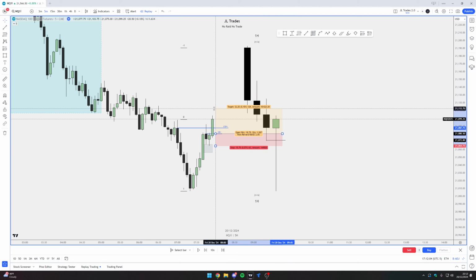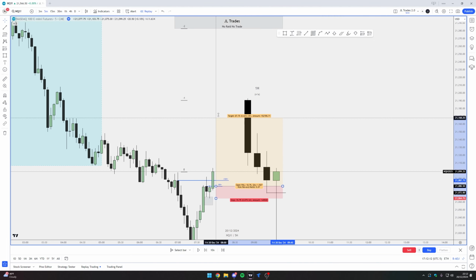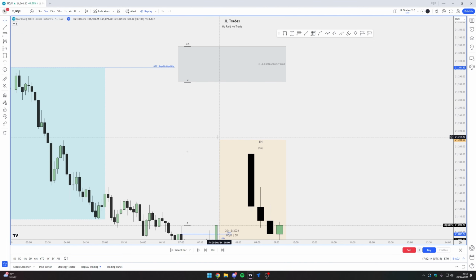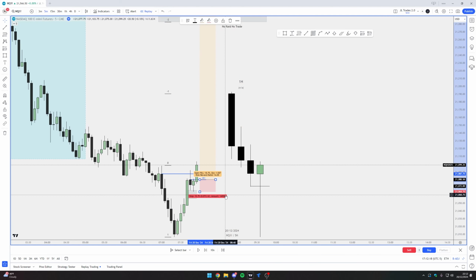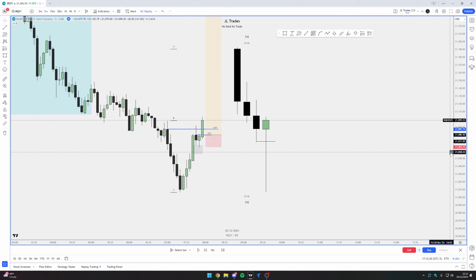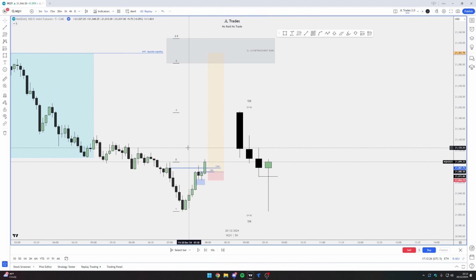you could target either 2R, this low resistance liquidity, this high, or the top of the range. So we'll see how this works in the example. Or you could target.